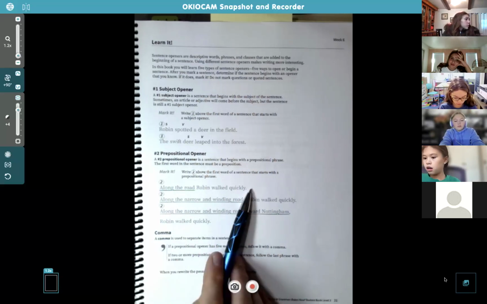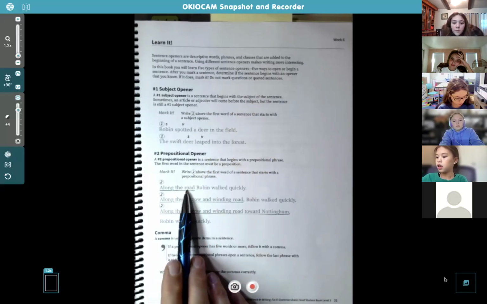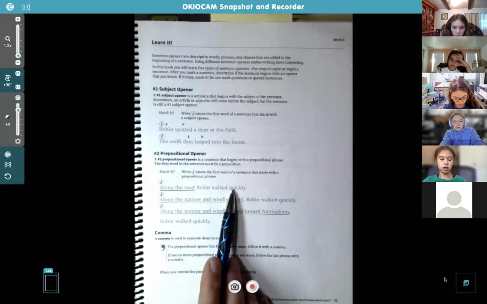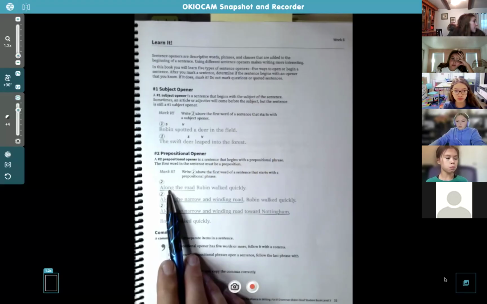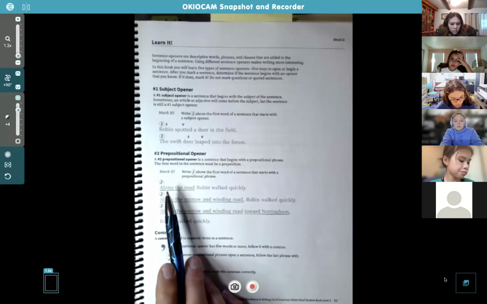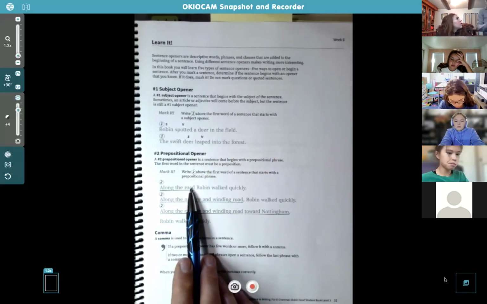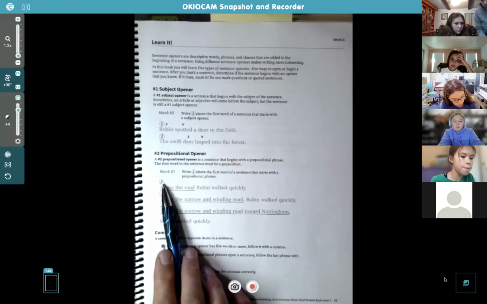Look at these examples down here. Along the road, Robin walked quickly. We know that along is a preposition. And if you ever get stuck and you're not sure, there's that page at the very back of the book that has a list of prepositions. Along is on that list. So along the road is a phrase, a prepositional phrase. So that's a prepositional opener.